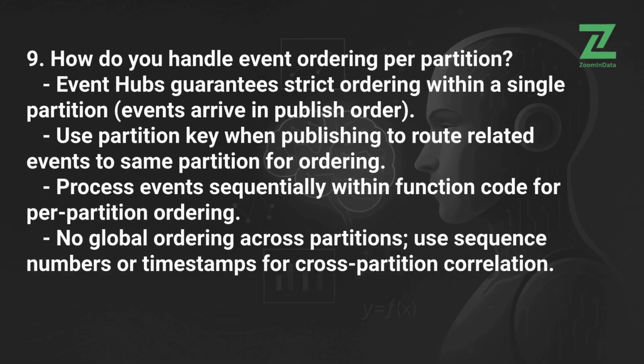9. How do you handle event ordering per partition? Event Hubs guarantees strict ordering within a single partition. Events arrive in publish order. Use partition key when publishing to route related events to the same partition for ordering. Process events sequentially within function code for per-partition ordering. There is no global ordering across partitions. Use sequence numbers or timestamps for cross-partition correlation.